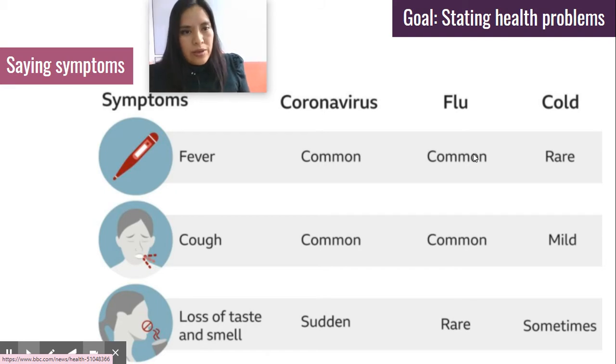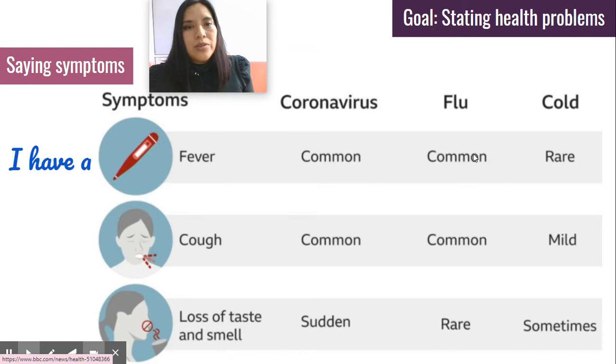Over here I have three examples and they are related on this chart among these three illnesses: coronavirus, flu, and the cold. In the first case, we have fever, cough, and loss of taste, and it is going to be a list of symptoms. I want you to pay attention to how to say them. Let's start with fever. We need to say, I have a fever. That is the way to express our symptoms.